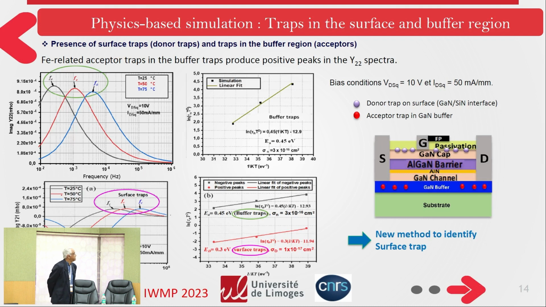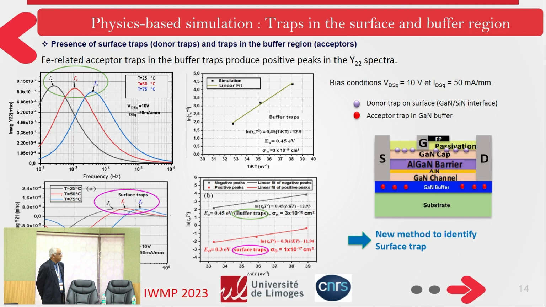As you can see here in the simulation, I present the imaginary part of Y22 versus frequency for three temperatures, for VDSQ of 10 volts and IDSQ of 50 milliamps per millimeter. You can also see the peak position shifts to a higher frequency with increasing temperature. With this we can plot an Arrhenius plot, and then deduce the activation energy and capture cross section.